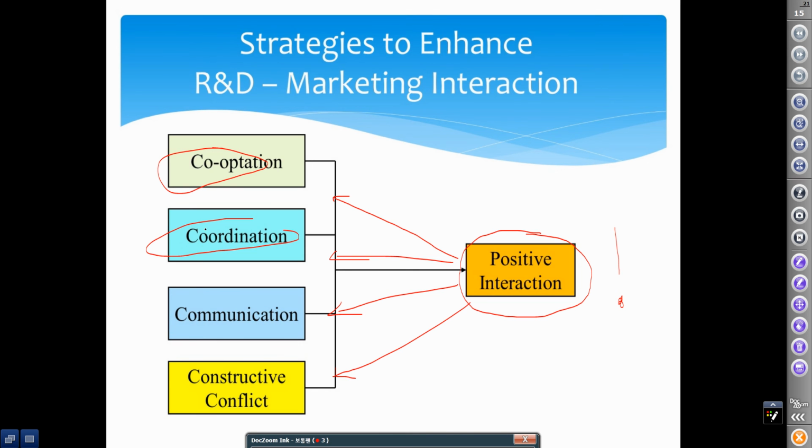What about the coordination strategy? What does it mean? Coordination strategy is based on the extensive review of the research in this area. This strategy was provided by Griffin and Hauser, and they found the following cooperative strategies enhanced marketing, research and development directions. What are the strategies exactly?